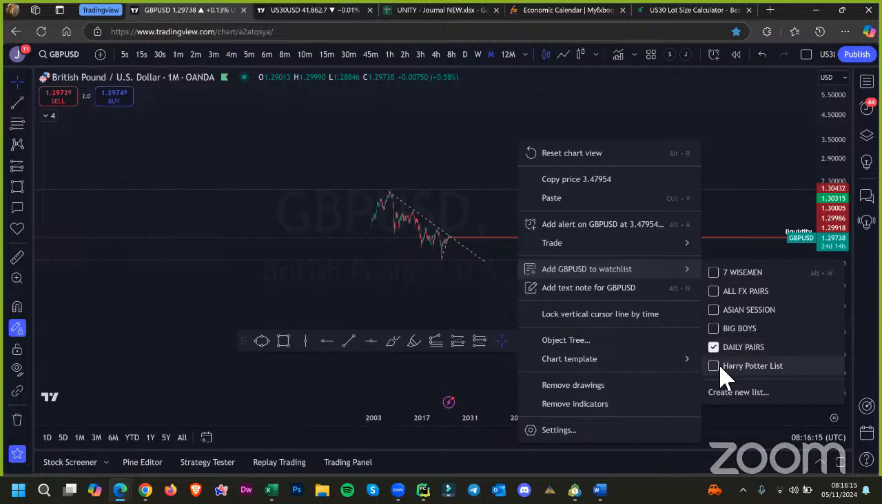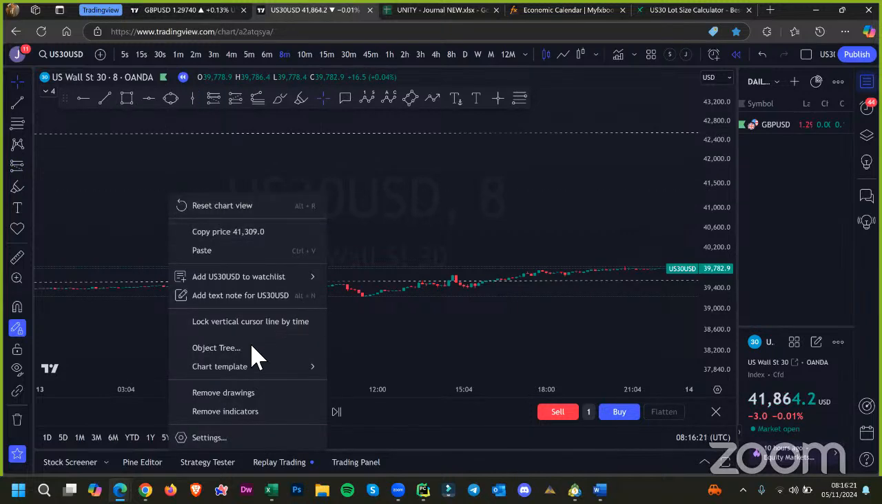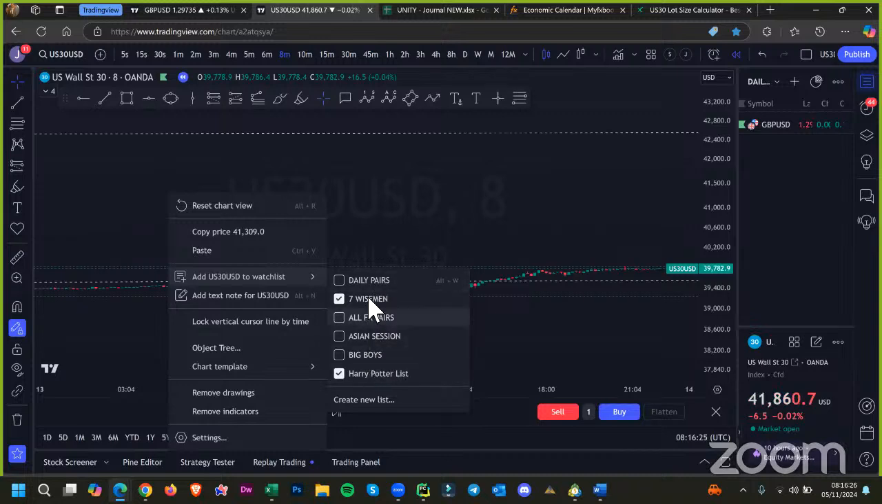i.e. daily pairs. All right, let's say I trade US 30. I can right click US 30, go into here, add to watch list, and include it in my daily pairs. Can you see them added in here? I can do that for the ones that I like, so I don't need to be flicking through every single morning going crazy. What have I missed? What have I not missed? I can go in here and I can add them.